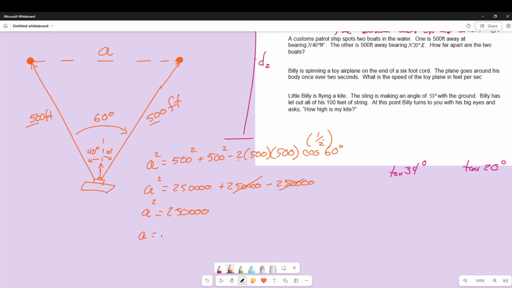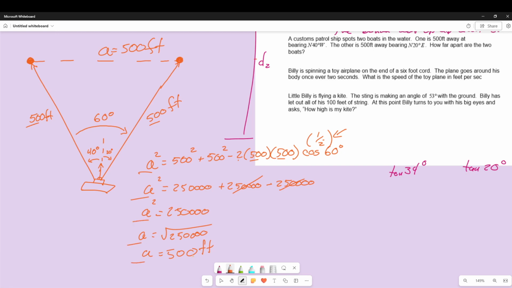Square root both sides. The square root of 250,000 is 500. And that's the 500 feet that we expected to get because we knew this was equilateral. But that's just because these match so nicely and this was exactly 60 degrees that it worked out this perfectly. If these numbers were slightly off, this tool would still work and would give us whatever the actual value is.